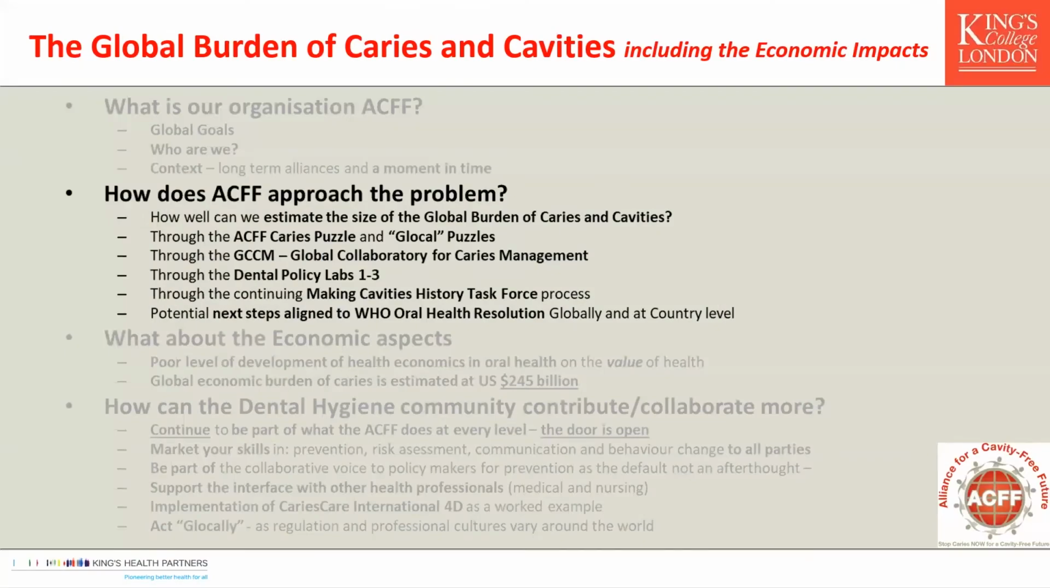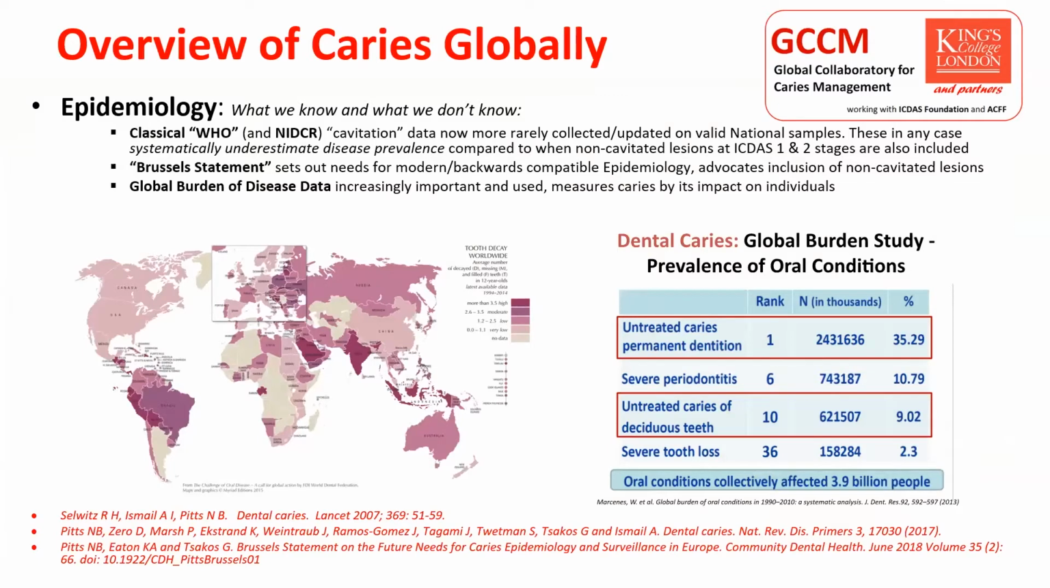So how do we approach, as ACFF, this problem of the global burden of caries and cavities? Well, the first thing to say is it's really quite hard to know what an up-to-date estimate of that global burden of caries is. We used to have classically the WHO basic methods level, good information and maps like you see on the left-hand side of the screen. But these are now increasingly rarely collected. There aren't nationally representative comparable surveys, and we're getting maps which are out of date and not comparable.